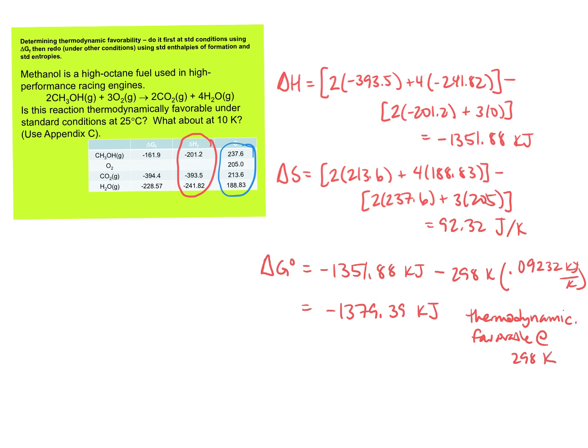Okay, and we can now do the same thing for 10 Kelvin. So we can say delta G, and no longer with the degree symbol because it's not at standard conditions anymore, but you can still use the values of delta H and delta S, even though they were determined at standard conditions, because they're not affected by temperature. So negative 1351.88 kilojoules minus 10 times 0.09232 kilojoules per Kelvin. We'll go ahead and enter that in the calculator.